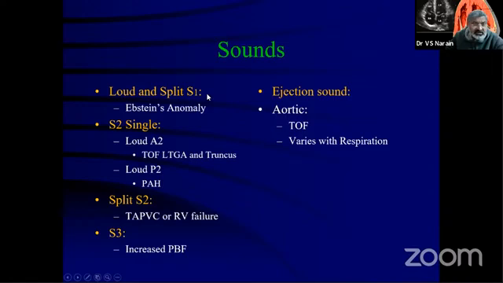What about sounds? S1 is generally normal, but it could be split in Ebstein's. S2 is single in tetralogy. In tetralogy physiology, if you have a loud A2, you could be dealing with a tetralogy, L transposition, truncus, and a loud P2 means pulmonary arterial hypertension. But the question sometimes asked is, if the S2 is single, how do you know this is a loud A2 or a loud P2? Now, a single second sound in tetralogy physiology will be A2, and in Eisenmenger physiology, it will be P2.